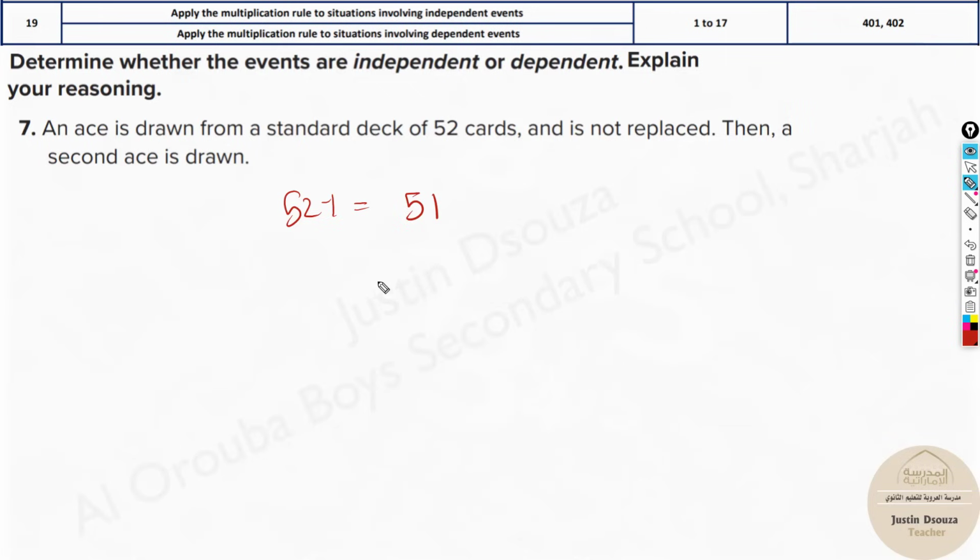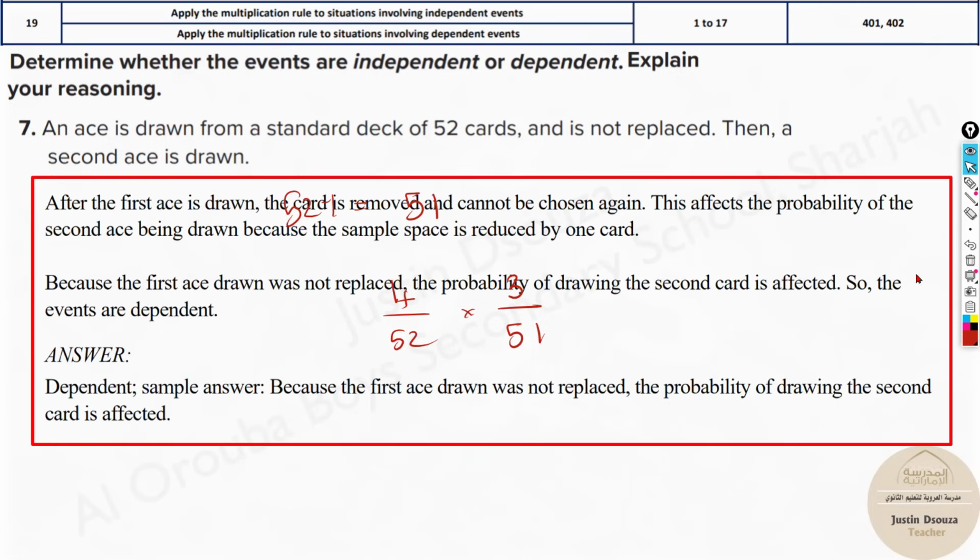So the probability over here would be, there are 4 aces. 4 by 52 multiplied by, now 1 was drawn, so there are 3 more, and 51. This is the probability. But they're not asking the probability here. They're just asking whether it's dependent or independent. Here it is a dependent variable. So the answer is dependent. And you can read through it.